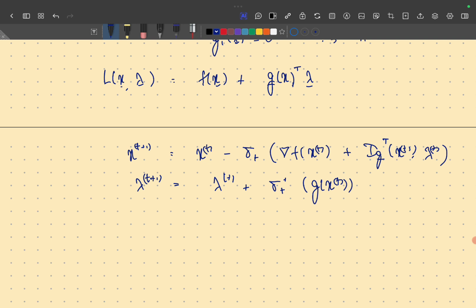Remember that when we talk about the Lagrangian, we're always assuming that lambda is strictly greater than 0. Right? So that's a constraint. In fact, when we're trying to solve for the stationary point, it is under the constraint that lambda is greater than 0. So it's not enough to just do this. I also have to project it back to the constraint set.